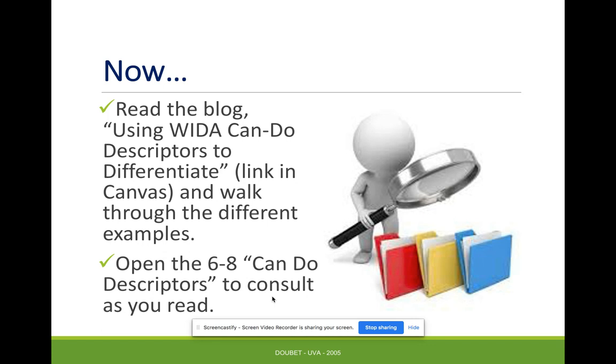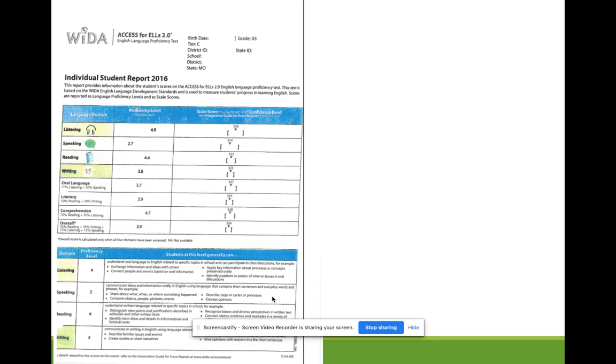All right, welcome back from reading that. I want to show you the information you might get if you are at a school with students who are learning English. You might get a report. This is an individual report, we don't have a student name. We can see that they're at a 4.9 for listening, a 2.7 for speaking, a 4.4 for reading, and a 3.8 for writing. There's some descriptions of what that means down here.